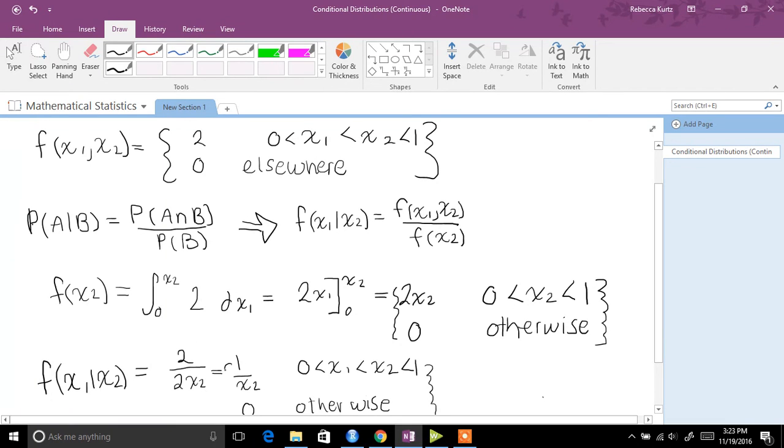Now you may be asking yourself, wait, there is no x1 in this conditional distribution. Why are we including x1 in part of the bounds? This is just good practice. Conditional distributions, just like other distributions, can be defined in both terms, so it's good practice to remember to include both in your bounds. And that's it for this video.